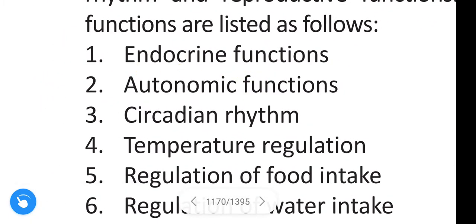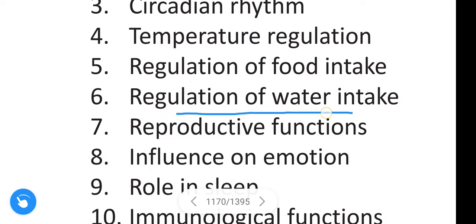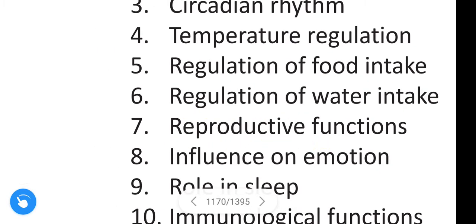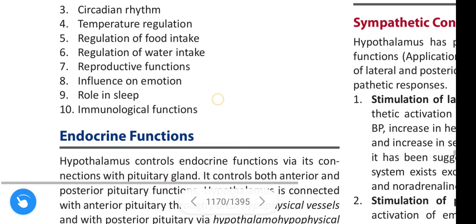Endocrine functions, autonomic function, circadian rhythm, temperature regulation, regulation of food intake, regulation of water intake, reproductive functions, and influence on emotion and role in sleep, immunological functions. Okay, we see one by one.